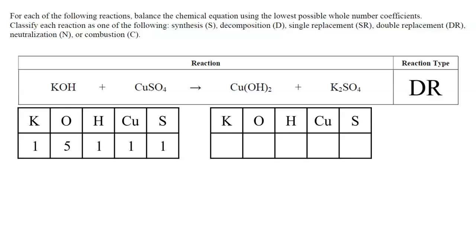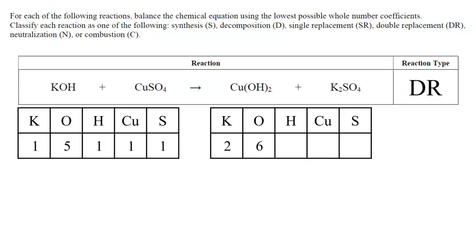Now on the right side of the equation, I see 2 potassiums in that K₂SO₄ formula. The oxygen is found in 2 different chemical formulas. So in that first chemical formula on the right, the copper hydroxide, there's hydroxide OH in parentheses multiplied by 2. So that's 2 oxygen atoms. But then there's also an additional 4 oxygens in the other chemical formula on the right. So K₂SO₄ has 4 oxygens. So 2 oxygens plus 4 oxygens, that would be a total of 6.